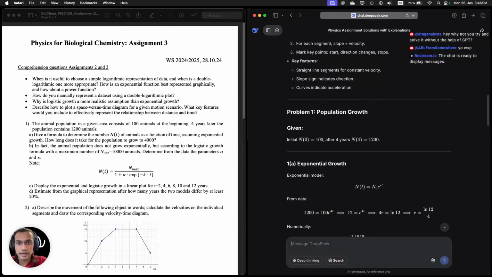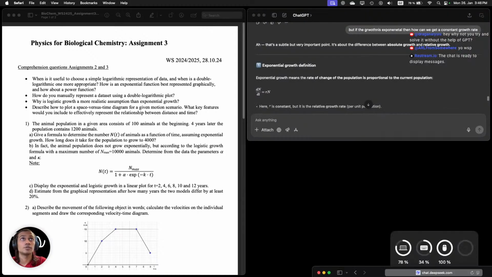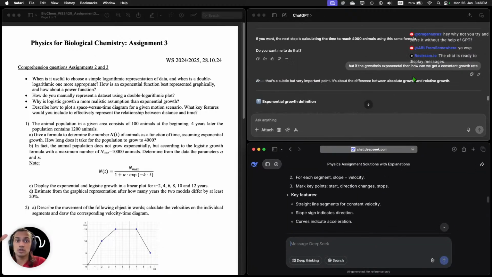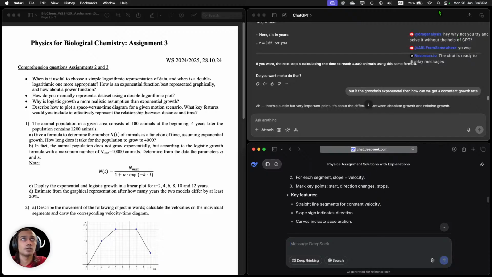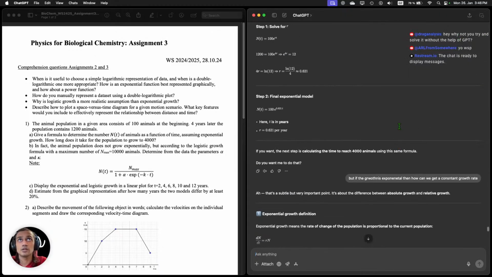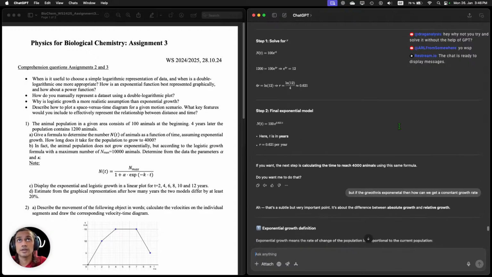Hey, why not try and solve it without the help of GPT? That's a really good idea, and I was looking into how I can solve it, and then I'll do it on my own. And I do agree, GPT is not the best, but it does help me solve faster.